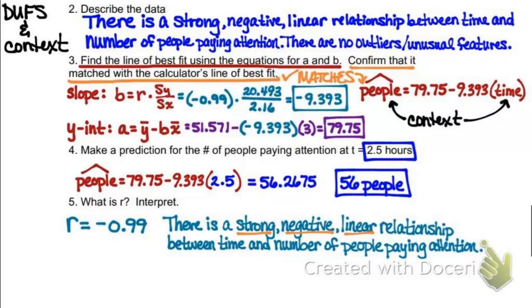R value being negative 0.99, there's a strong negative linear relationship between time and number of people paying attention. Make sure you work your context in. You need context in the equation as well. And remember that the hat is really important because the hat means what? Predicted. It's not an actual observed value, this isn't what actually happened, this is what my model is predicting with these different pieces of input.